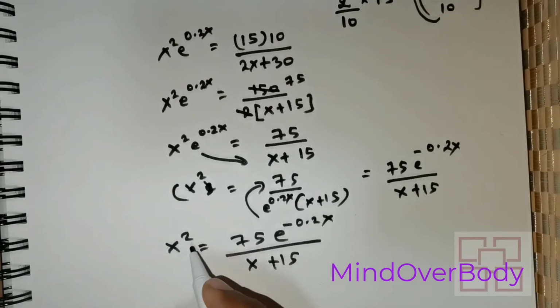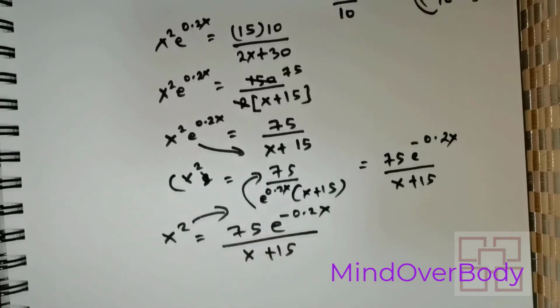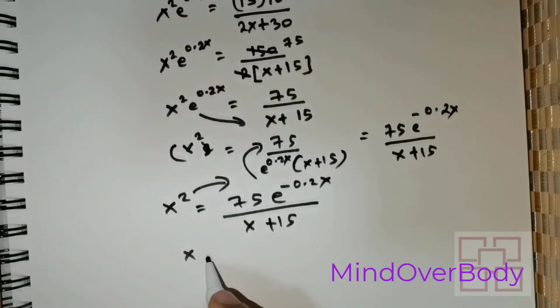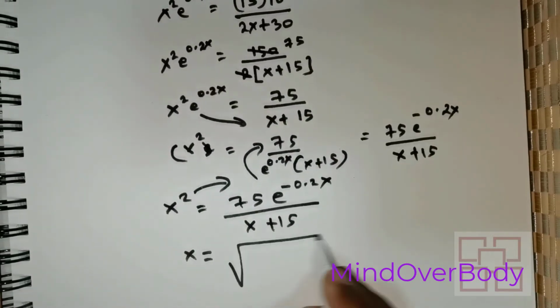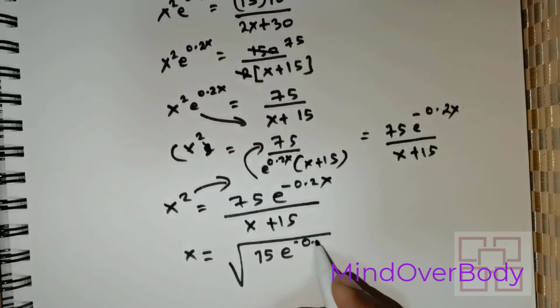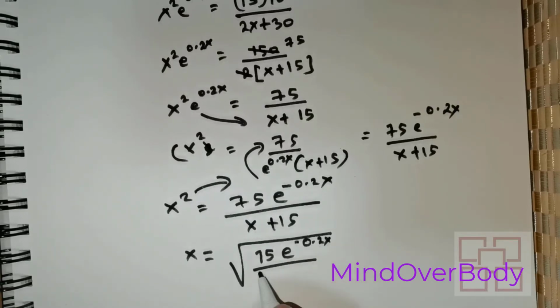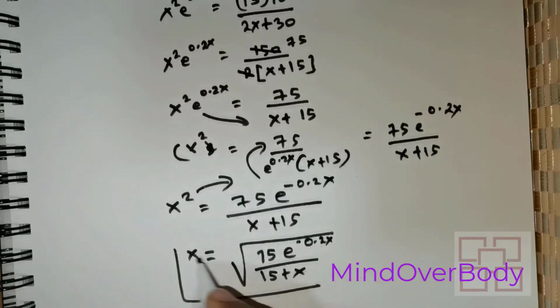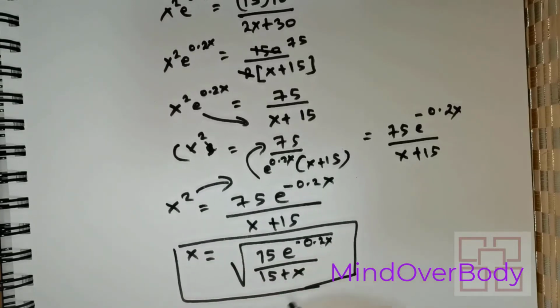Now I want the value of x, so I move the 2 to the other side, so that means it will become square root. So x will be equal to square root of 75 times e raised to the power negative 0.2 times x divided by, I'm writing it as 15 plus x, or you can even write it as x plus 15. This is what is required, so I'm bringing it to the requirement. So this is what has been asked.